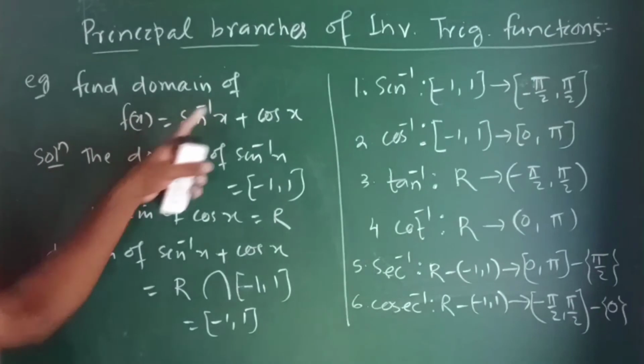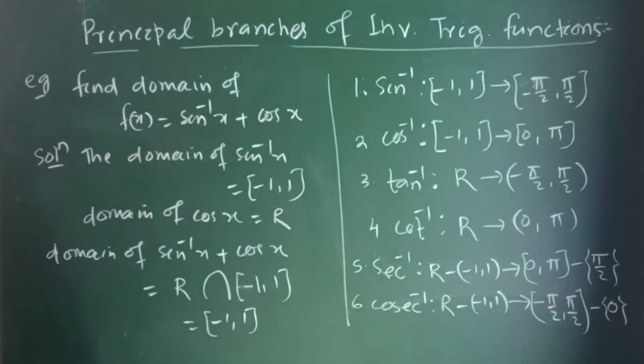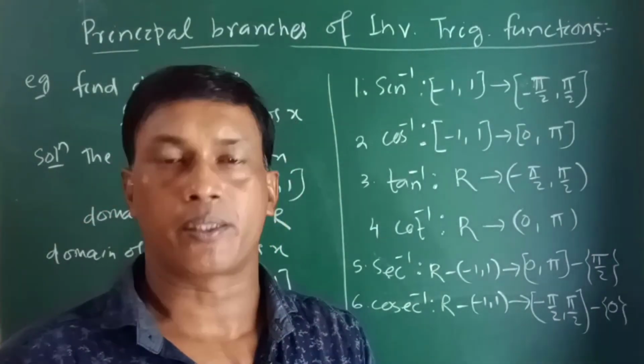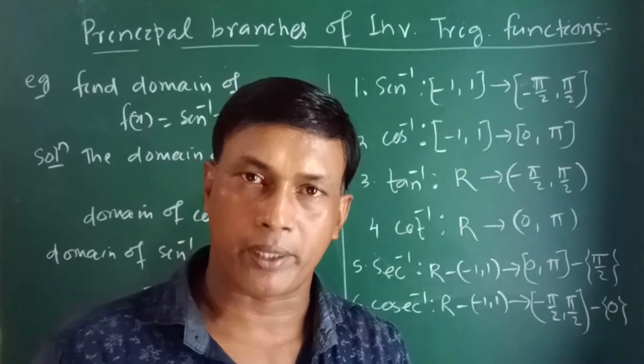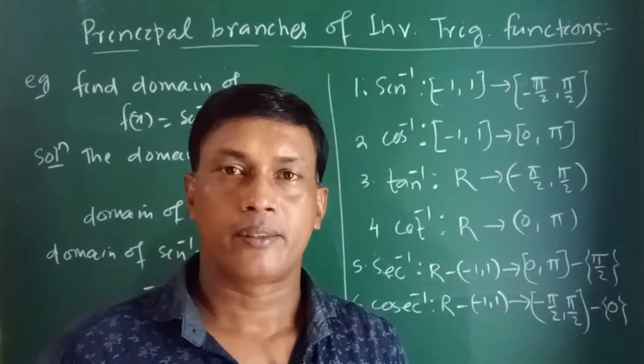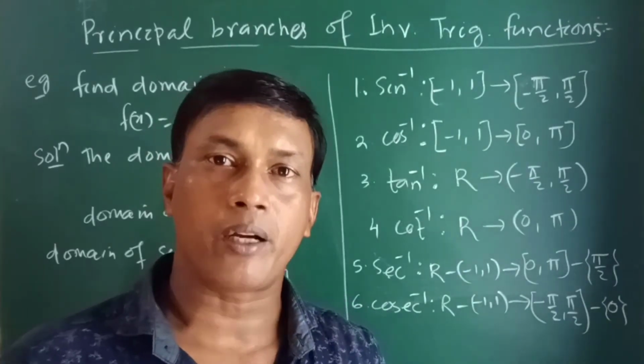Now find the domain of the function f of x is equal to sine inverse x plus cos x. When a function is expressed as the sum of two functions, in order to find the domain, first find the domain of the individual functions and then take the intersection. The intersection will be the domain of the function.